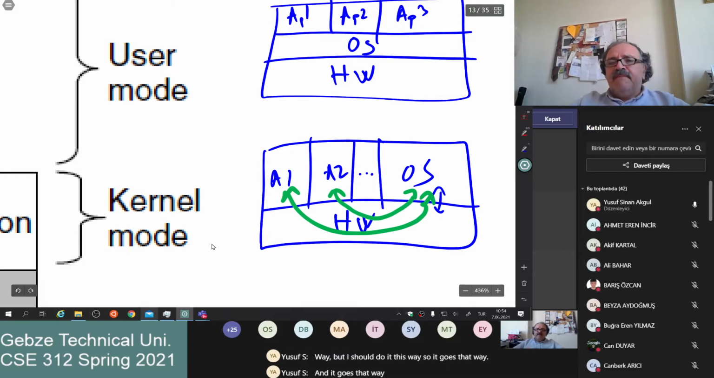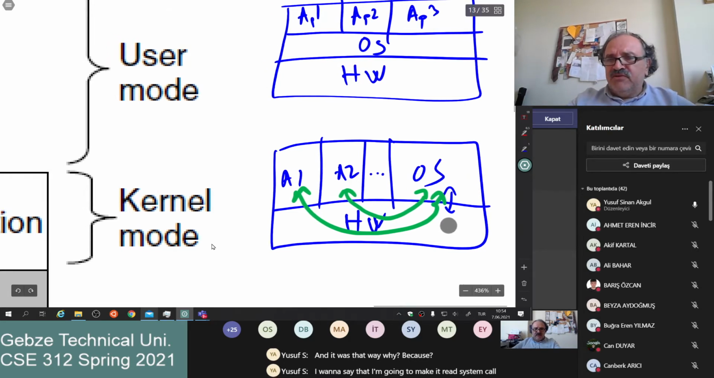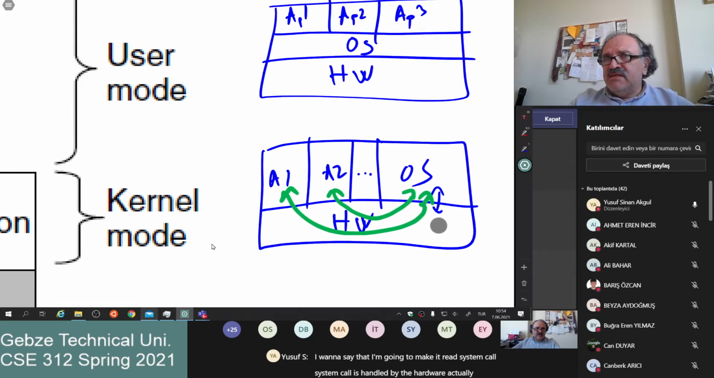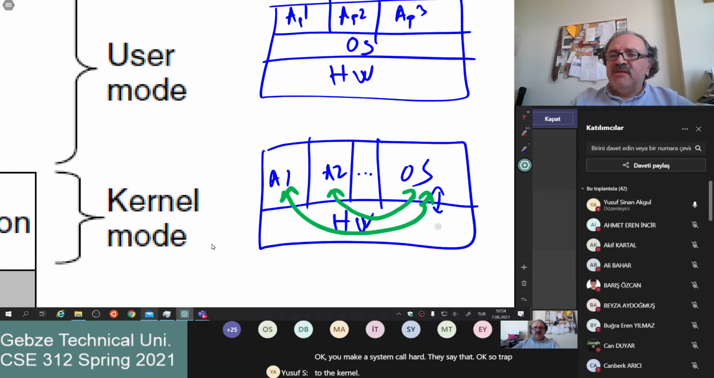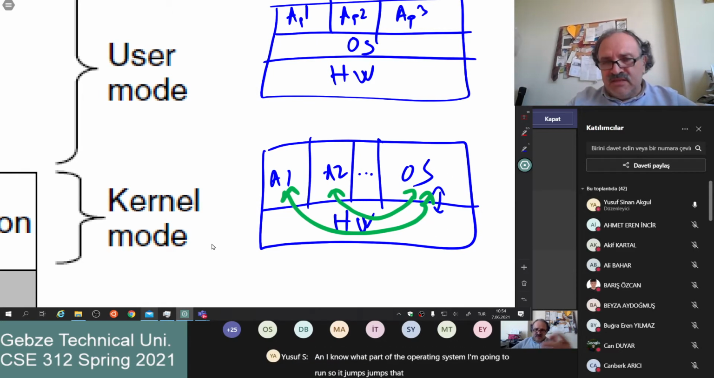Why? Because A1 says that I'm going to make a system call. The system call is handled by the hardware actually. Okay, you make a system call. Hardware says that okay, it's a trap to the kernel, and I know what part of the operating system I'm going to run. So it jumps to that part of the operating system. So this is the real picture actually.